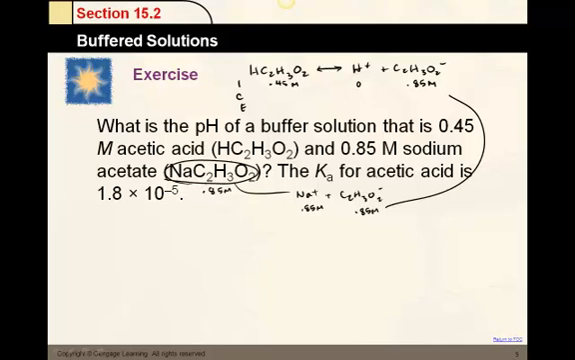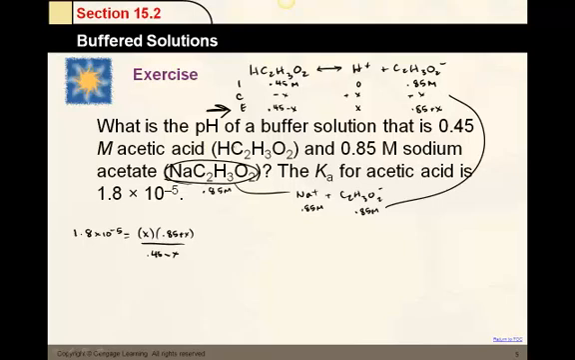All right, we're going to continue on, and we don't know the change, but we know that at equilibrium we have 0.45 minus X of the acetic acid. We have X hydrogen, and we have 0.85 plus X of the acetate ions. All right, how are we going to solve this problem? Well, pretty easily. We know that Ka, which is 1.8 times 10 to the negative 5, is equal to the products over the reactant, and using our equilibrium row, we would say it's X times 0.85 plus X over 0.45 minus X. So just using the information from up here.